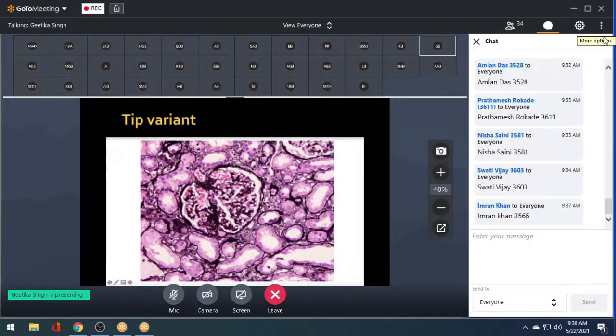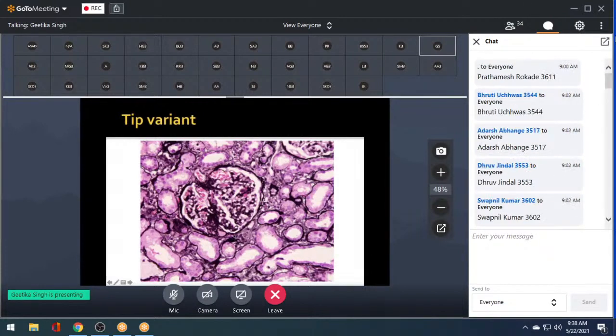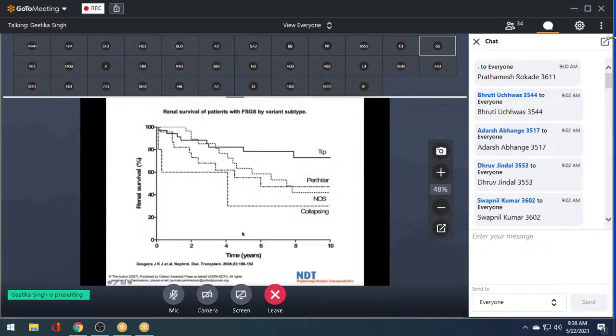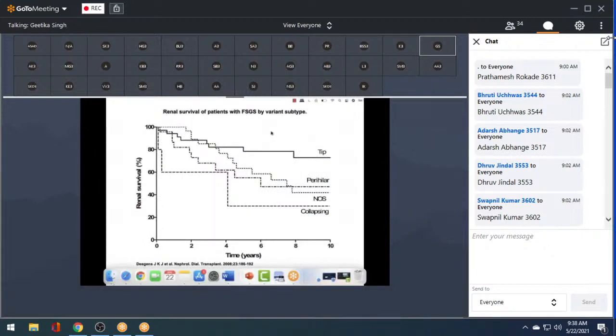By location, it is at the tubular pole. If you can't see an open tubule, doesn't matter. You just go opposite to the hilum, which is what we would consider to be the tubular pole. Okay. So if you look at this Kaplan-Meier, you'll see it. The tip lesions behave the best. The collapsing behave the worst. And if you can't classify into any of these, you just call it NOS. So the predominant type of FSGS is actually NOS, not otherwise specified. FSGS, NOS.